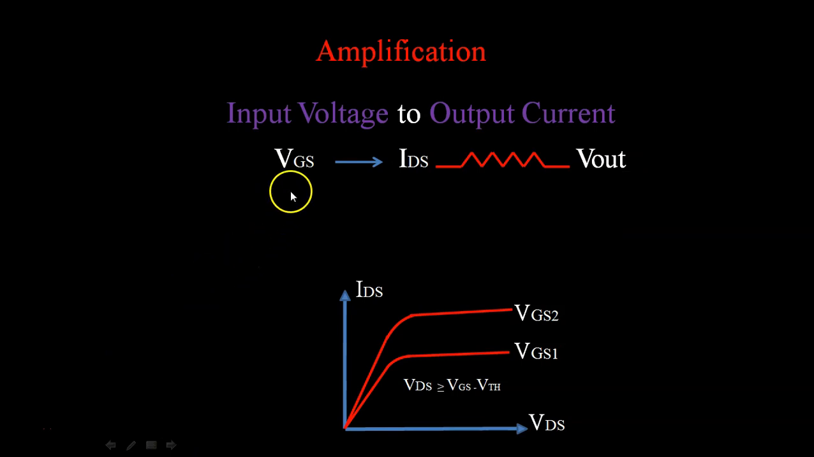So the idea is simple. I feed the MOSFET with some gate to source voltage and I get a constant IDS. I convert the voltage into current, which happens only in saturation, and this current, which is constant, can be passed through a resistor, and then I can convert this current to voltage. So that is the basic idea about how we convert voltage to current using MOS in saturation and passing this current through some resistor, converting into voltage.